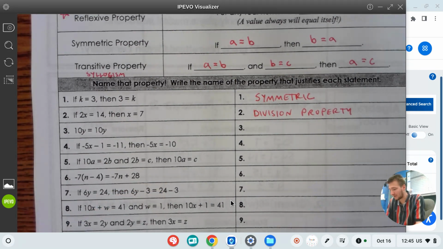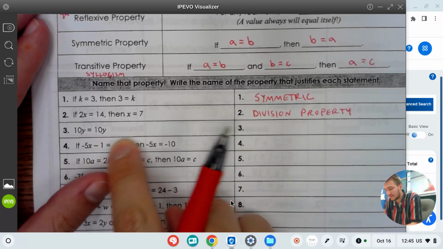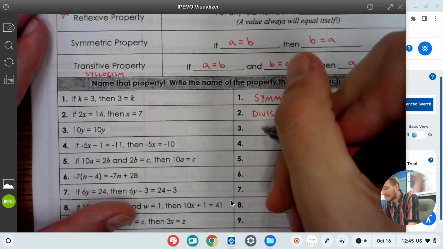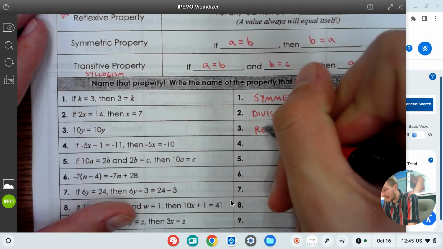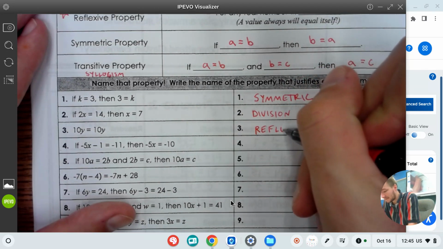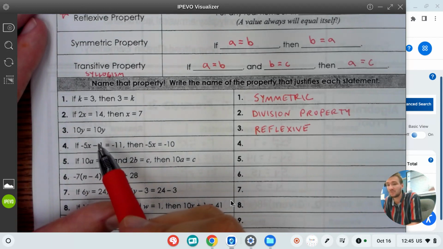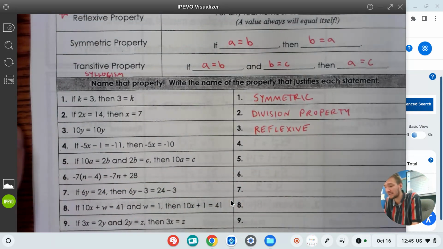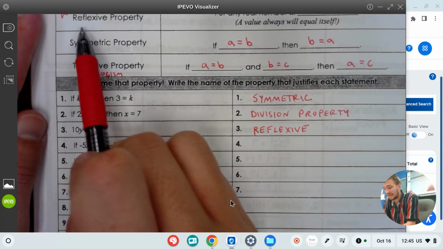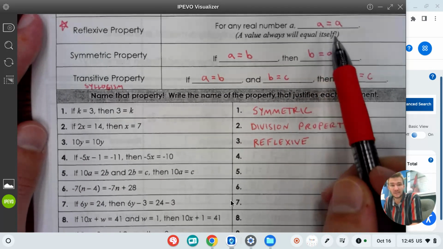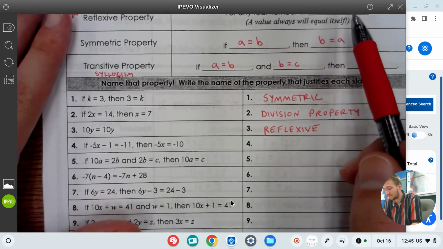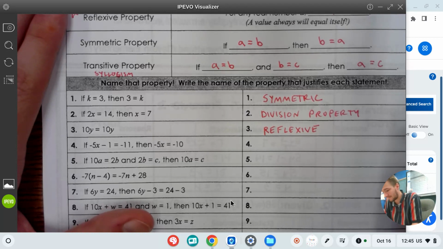Number 3, I'll leave up to somebody else. Somebody shout out for me, please. What are we doing for number 3? This is reflexive, because nothing happened. Literally it just says 10y equals 10y. No changes, nothing happened. It is literally just A equals A. It's just looking in a mirror. Nothing happened.